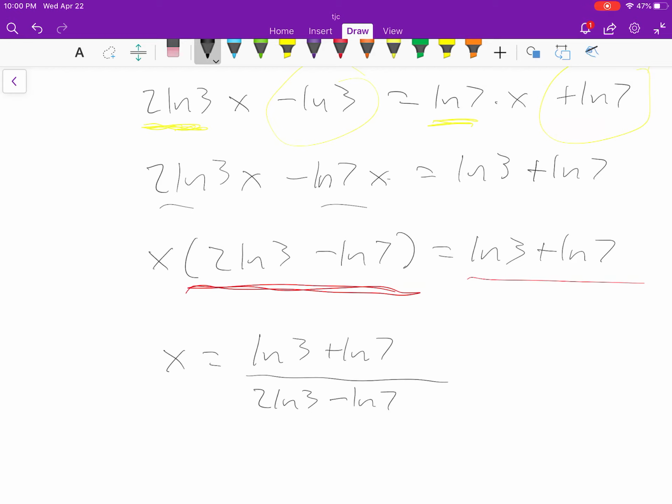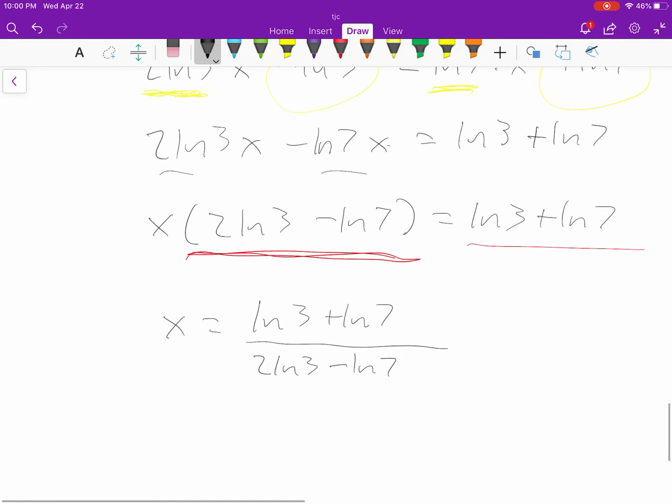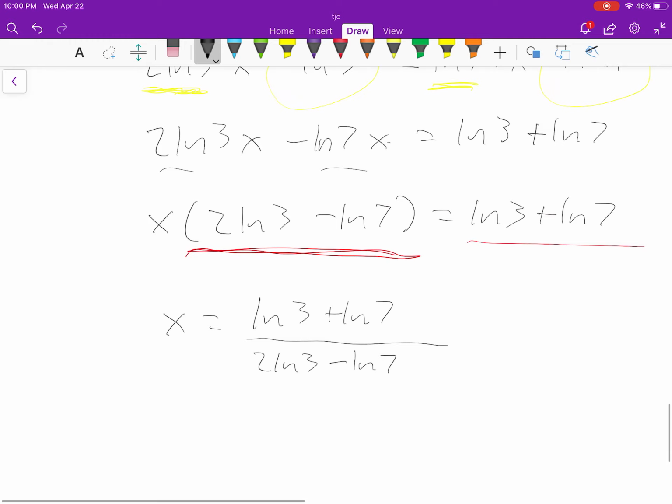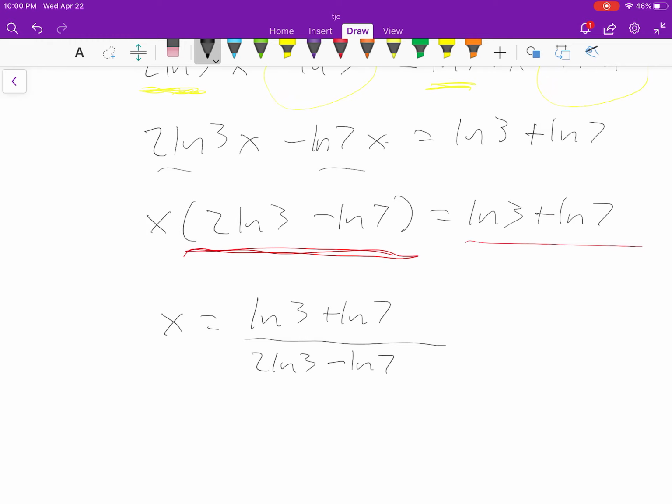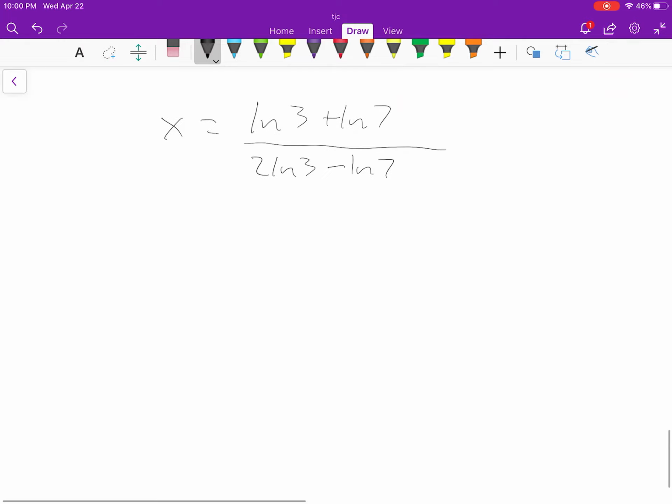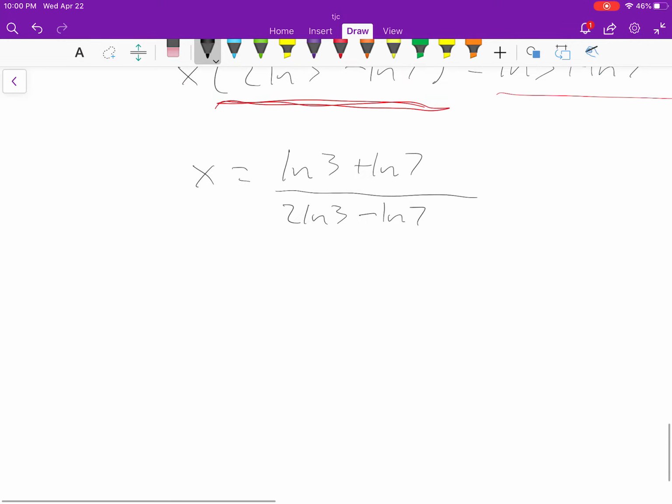Okay. At this point, if you actually want a number, you're going to have to plug it in the calculator. But you could work it out and figure it out. But if they want the exact answer, you'd leave it as this. Okay, let's look at the last example in this part.